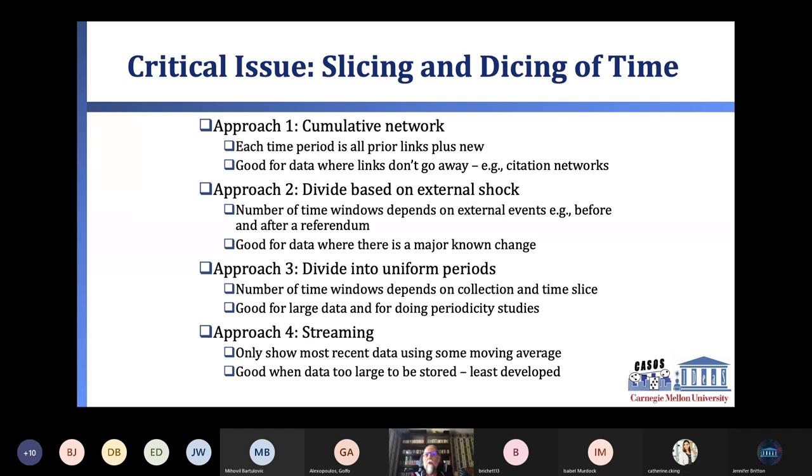The last one is called streaming, where every time a new timestamp shows up, I update my network. And we'll talk about how to do streaming as well. Streaming is valuable when you're in an application where the time from when new data shows up until you make a decision is critical.